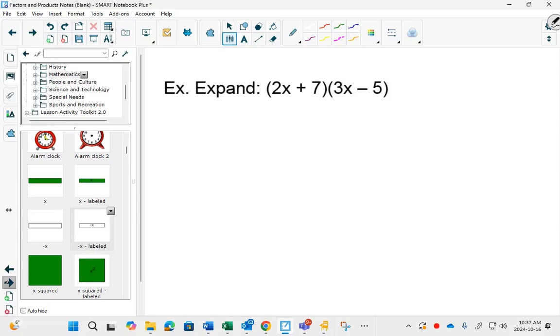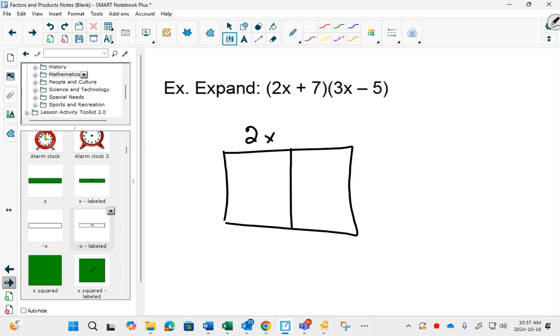We did the last one with FOIL. I'll do this one with the chart method. So using the chart method, you'd have 2x plus 7, 3x and minus 5. And this is really not to scale, right? You can, if you like to draw it a little bit more to scale, you can. But it's kind of hard to draw minus 5 to scale. Now we just fill in the boxes.